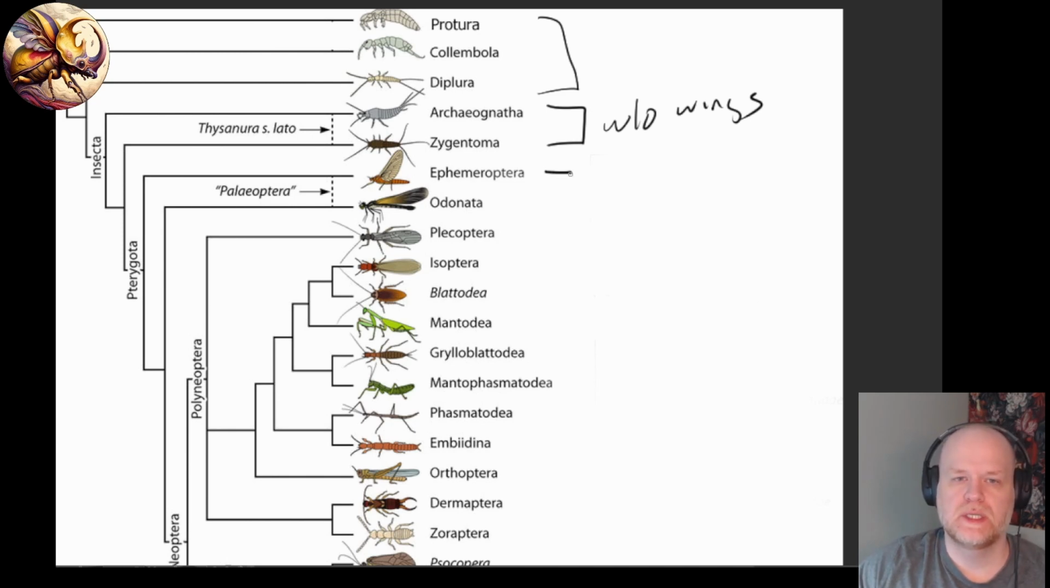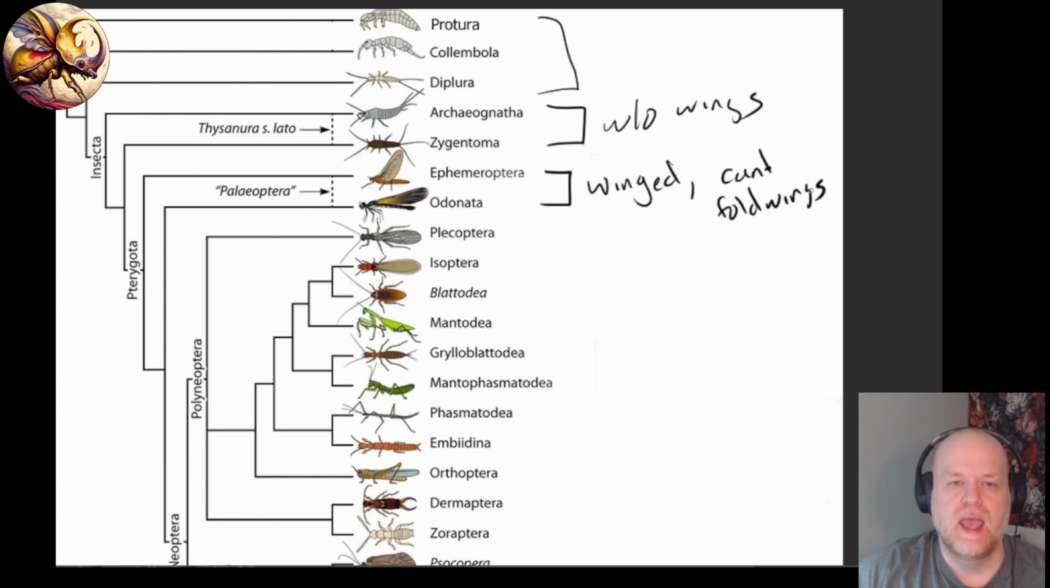And then we've also already talked about the Paleoptera. These are the primitive winged insects who can't fold their wings. These are the mayflies and the dragonflies. So the Ephemeroptera, mayflies, and Odonata, the dragonflies and the damselflies. They have an aquatic immature stage and a flying adult stage, and are defined by their relatively large bodies, many veined wings, which they can't fold behind them.